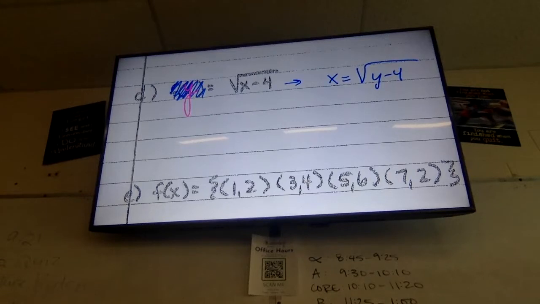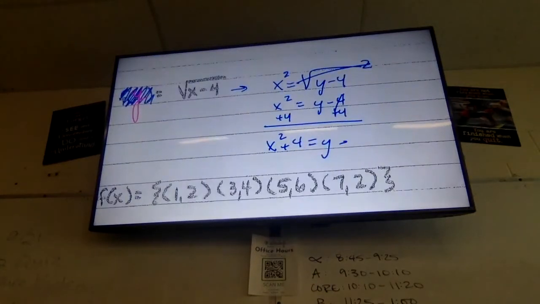How do I get rid of that radical? Square, very good. Square, square. Since I'm just squaring x by itself, I don't have to FOIL anything, I can just leave it as is. And then on the right-hand side, my square and square root go away, so I get x squared equals my y minus 4. Now what? Oh yeah, add 4 to both sides. And I get x squared plus 4 equals y. Or again, best math way, f to the negative 1 of x equals x squared plus 4.